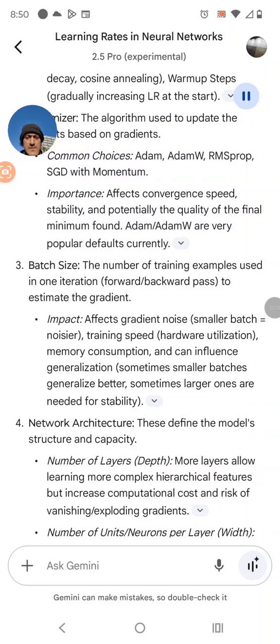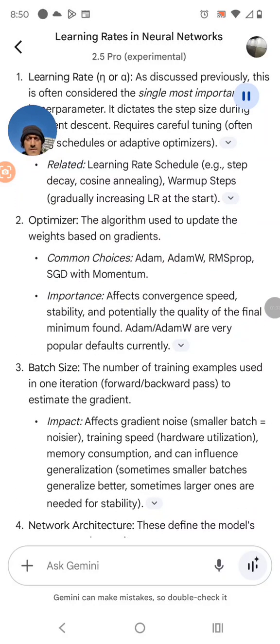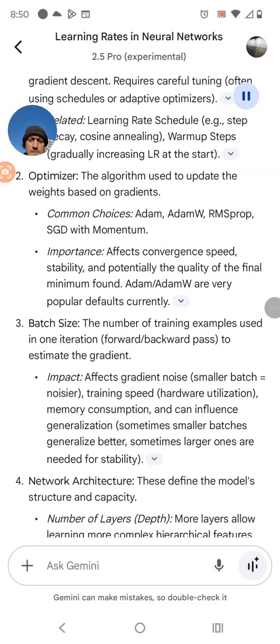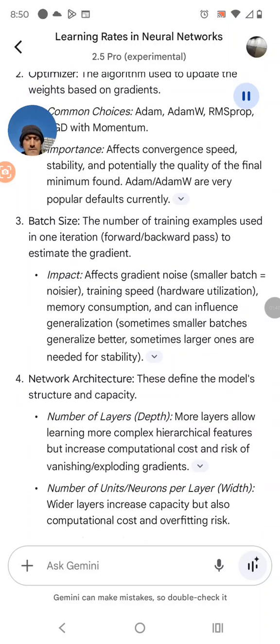3. Batch size, the number of training examples used in one iteration, forward/backward pass, to estimate the gradient. Impact: affects gradient noise, smaller batch equals noisier, training speed, hardware utilization, memory consumption, and can influence generalization. Sometimes smaller batches generalize better, sometimes larger ones are needed for stability.